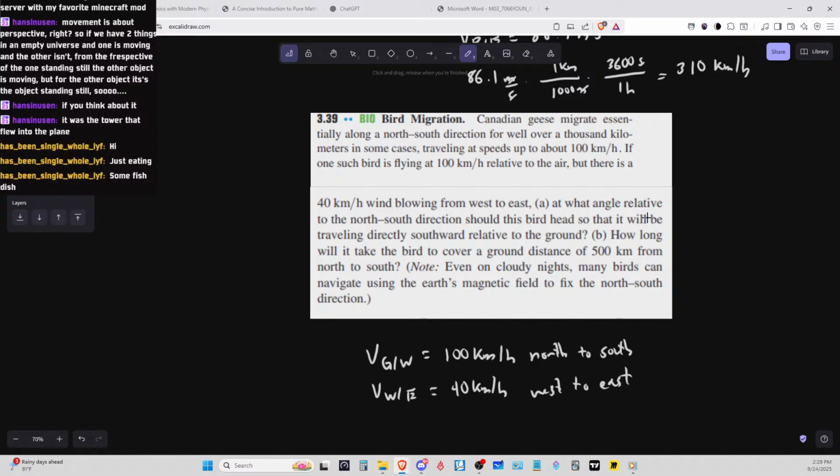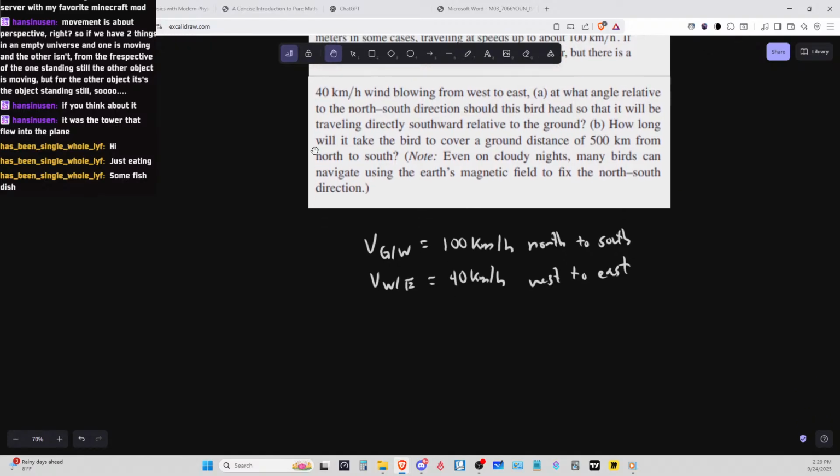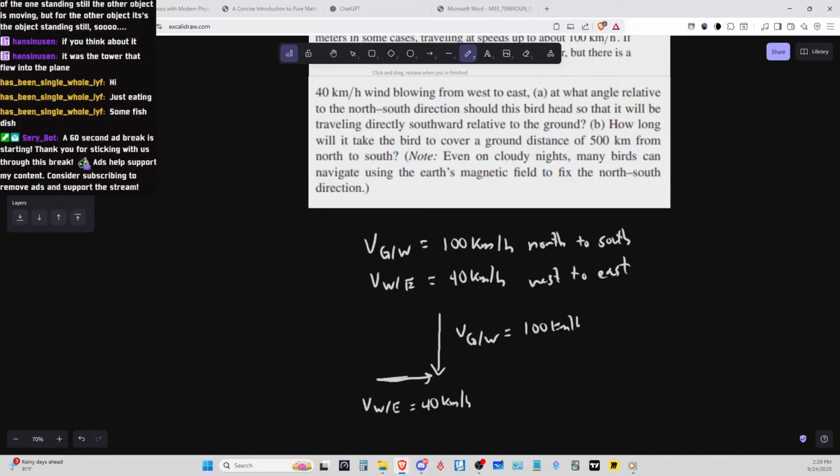What is the angle relative to the north to south direction that the bird should head? Okay, so if we draw this diagram, the bird is heading this way. The wind is blowing this way. And I don't think we have to convert the units. So, oops, I want to make sure I label it correctly. The geese relative to the wind, 100 kilometers per hour.